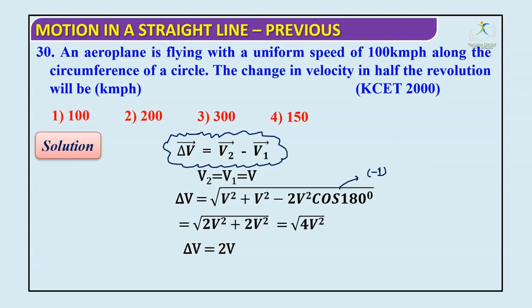And as you can see in this question, it is clearly mentioned that the uniform speed is 100 km per hour. So the final velocity comes to 200. And as the data is given in kilometer per hour initially, we are taking 200 km per hour. And the correct answer or option for this question is 200, which means the second option.